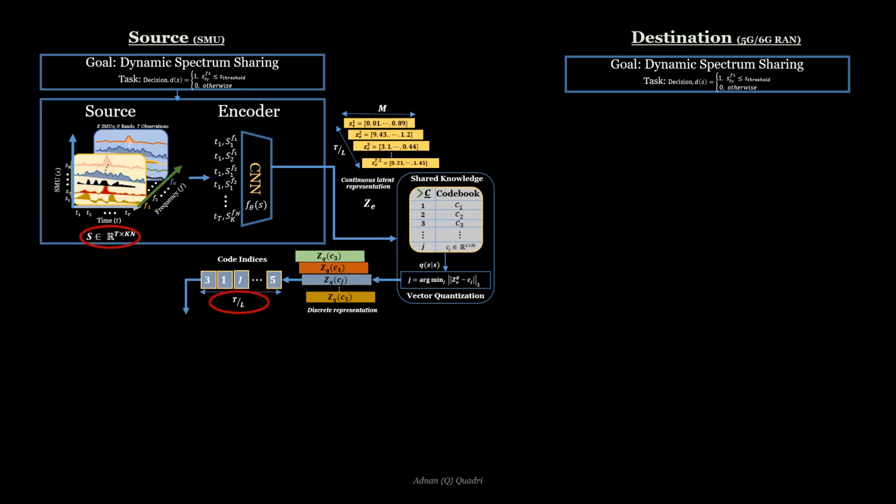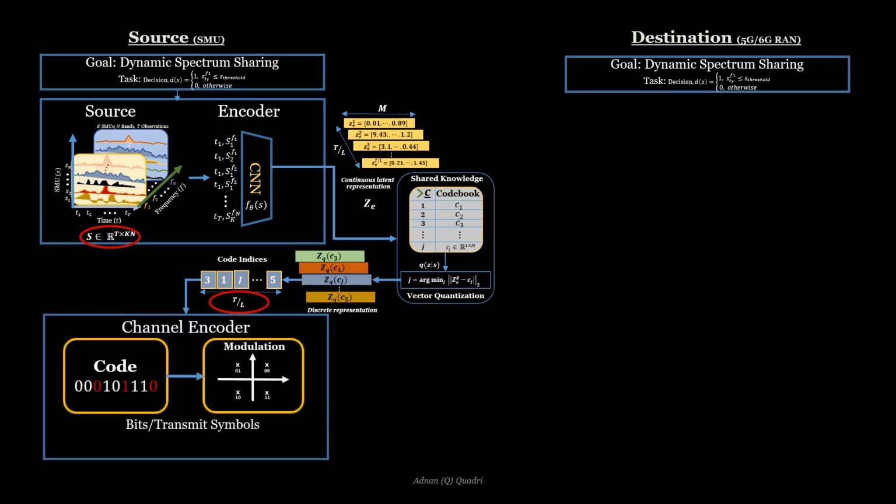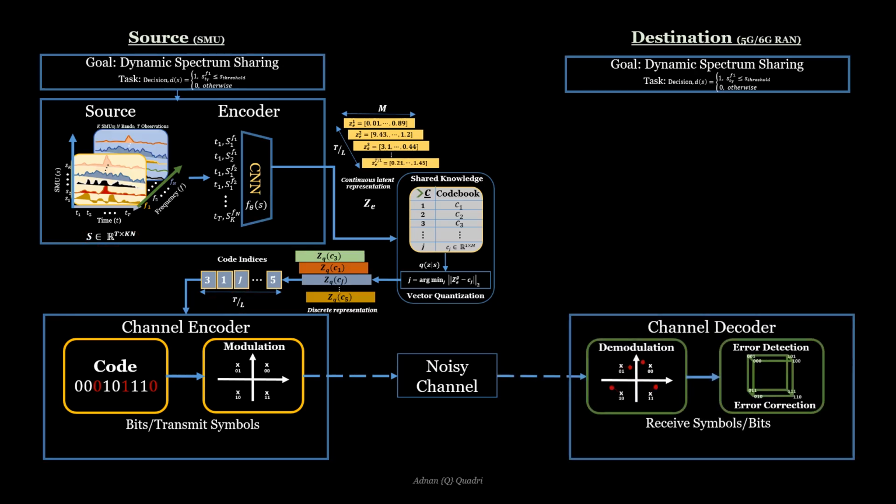Note, our original source data S with the dimension of T by K times N is significantly compressed to a sequence of code indices of dimension 1 by T over L, and contains only the semantic features of this spectrum utilization pattern. The sequence can then be processed using conventional channel coding and undergo modulation to be transmitted as complex symbols via the wireless channel to the receiver.